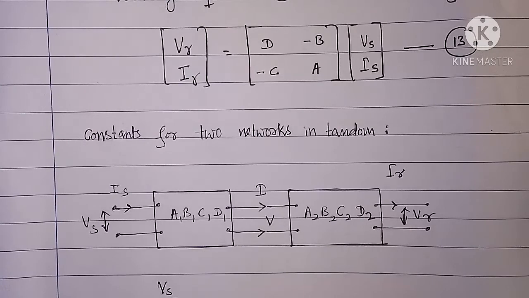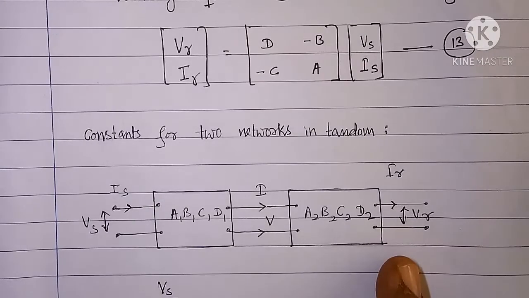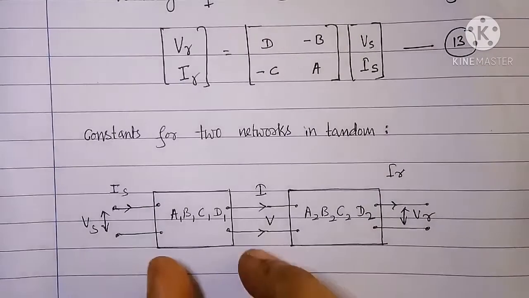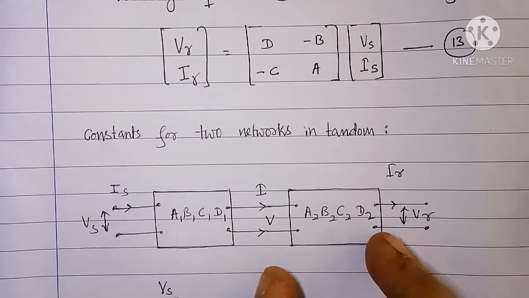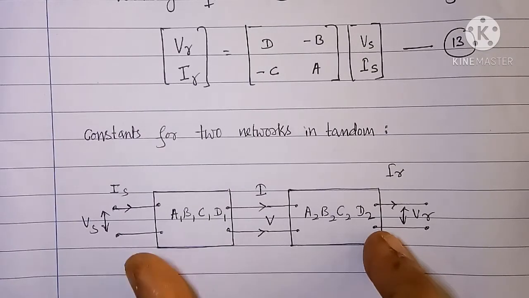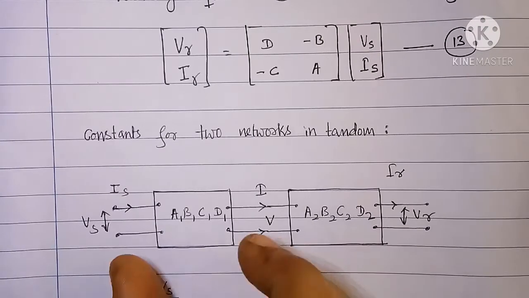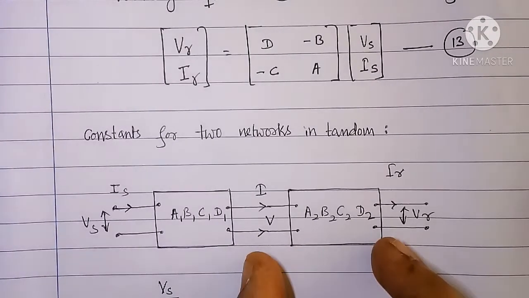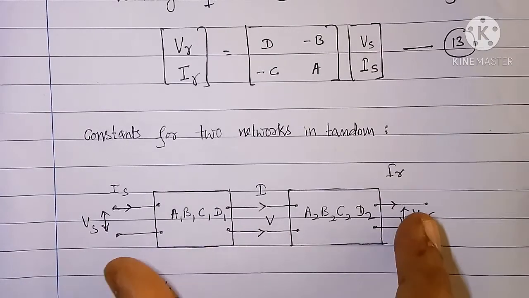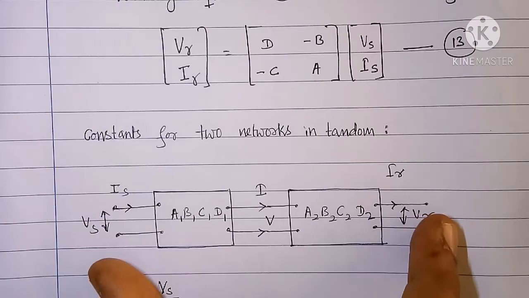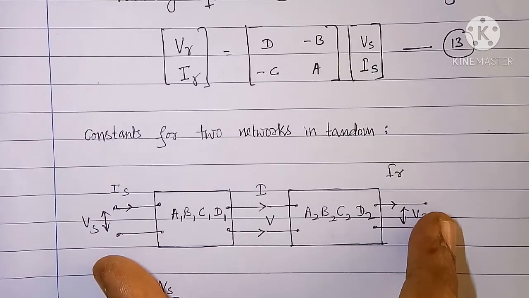In tandem means a transmission line represented by two two-port networks connected end to end, as shown in this figure here. So this is the first two-port network, second two-port network. Both are connected end to end, representing a transmission line.